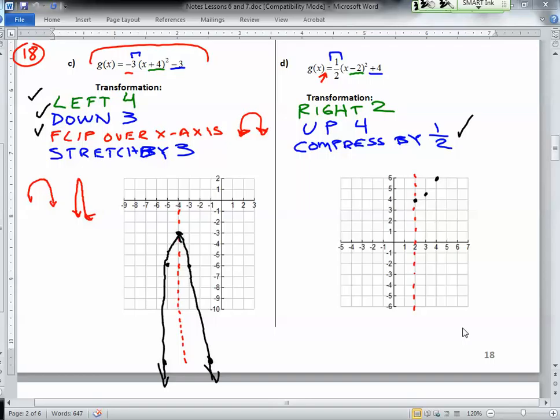All right, going left, it's going to be left 1 and up 1/2, and left 2 and up 2. All right, and I can see that my shape has been compressed. If this is my normal parabola shape, this one for me is kind of like this. So it's been compressed because this is a fraction out in front.